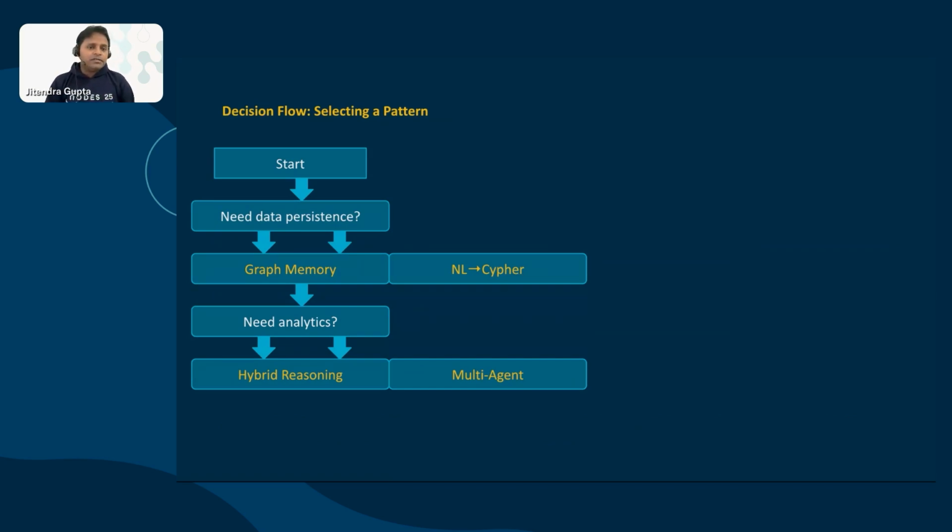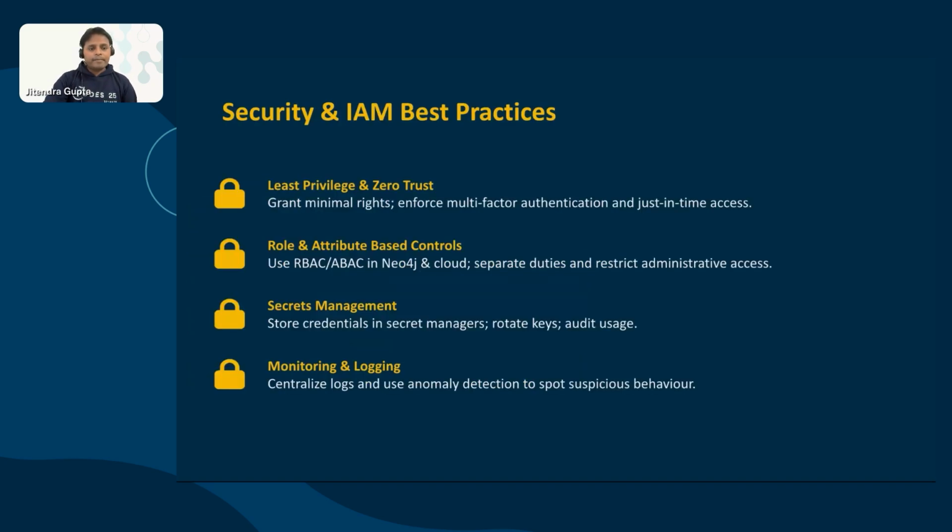A quick look into the decision flow here, what pattern to select. Let's say that as we start, we need any data persistence. If that is yes, then we go for the graph memory, or else the natural language to Cypher query can be used. Now further to that, if we need any analytics or not. If we need analytics, we can go for the hybrid reasoning model, and if not, then the multi-agent scenario can be used where a shared context is being applied for multiple agents. Okay.